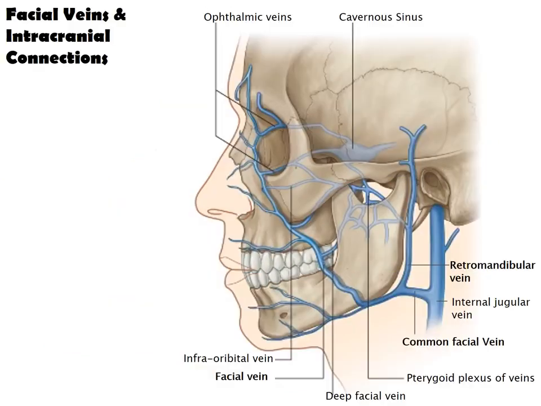The facial vein is the main vein to drain the face. The union of the facial vein with the retromandibular vein forms the common facial vein, which drains directly into the internal jugular vein.